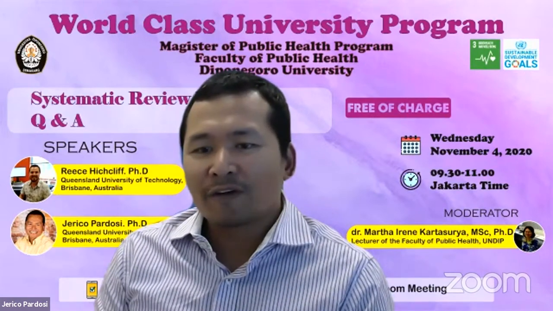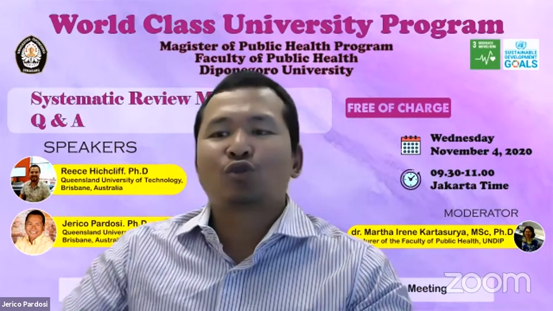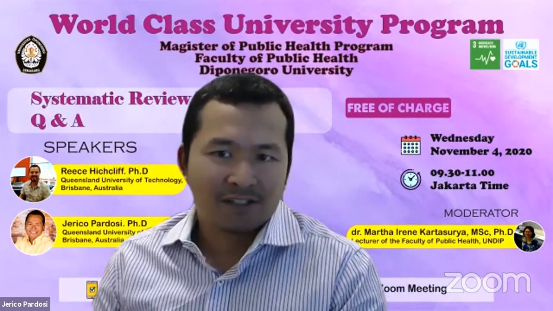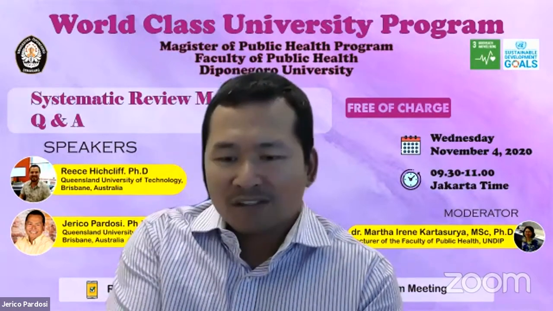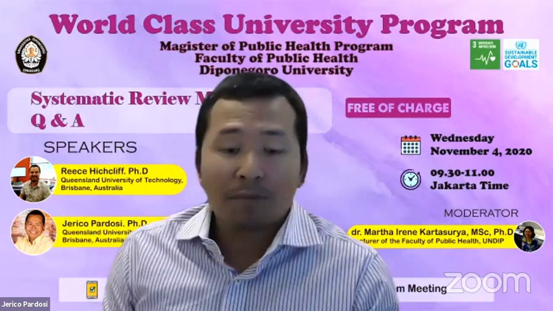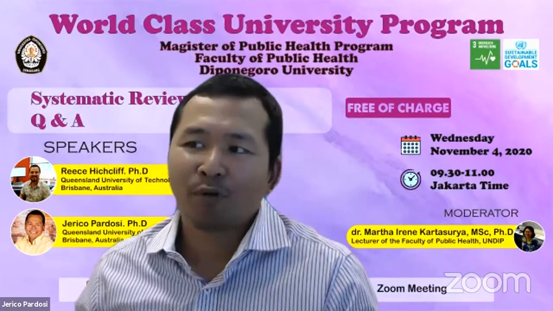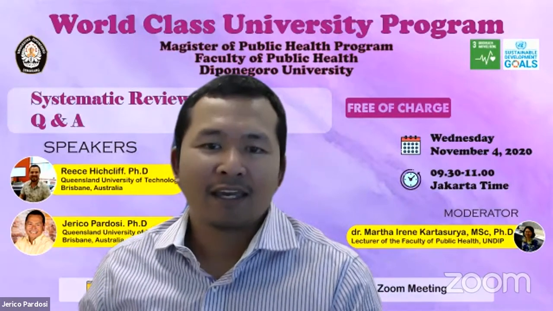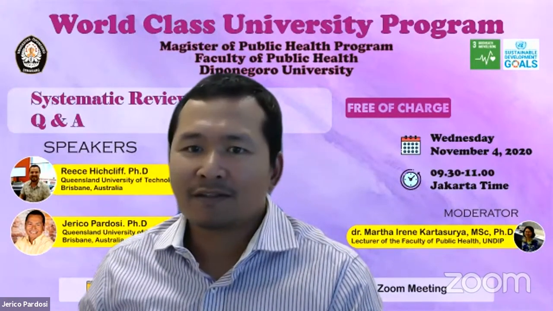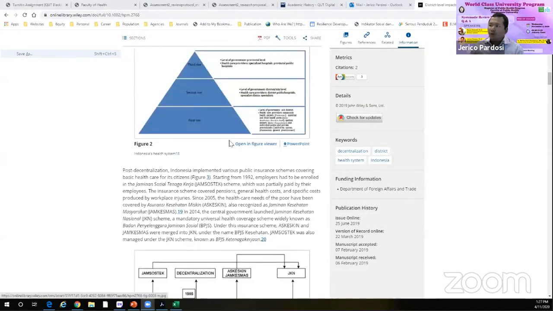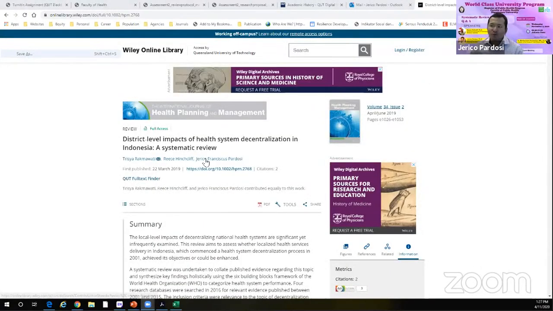Now, going back to your initial question about theoretical framework, I think Rees clearly already explained the usefulness of your theoretical framework is to try to direct your research in terms of heading to a good or positive way or negative or probably in between. Now, a good example of this one, let me just share my screen. It's one of the publications by Rees. So we have a publication on systematic review focusing on district level impacts of health system decentralization in Indonesia.